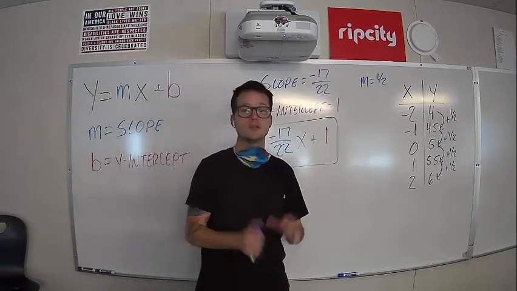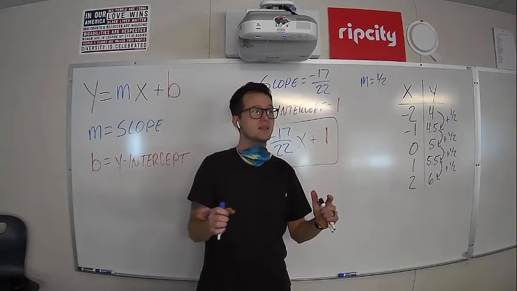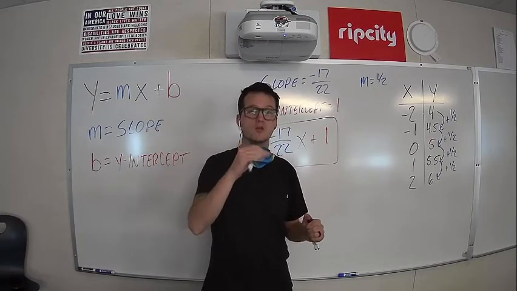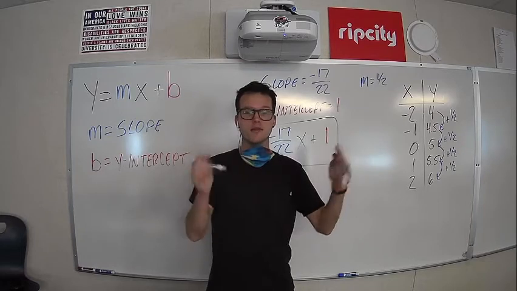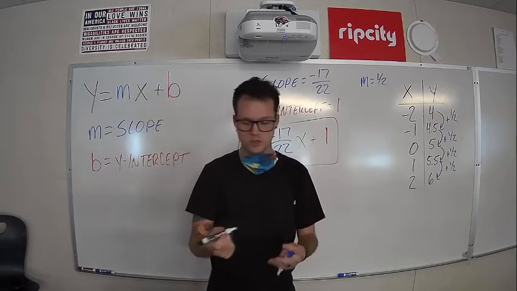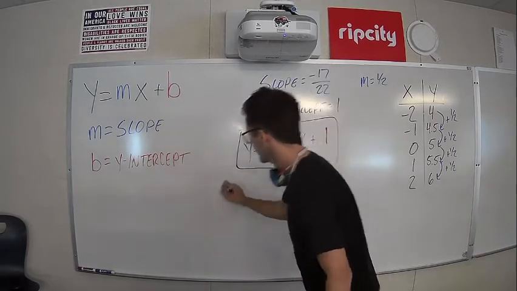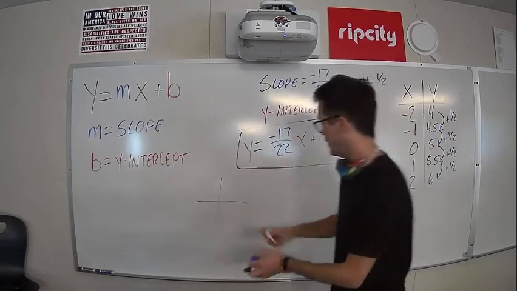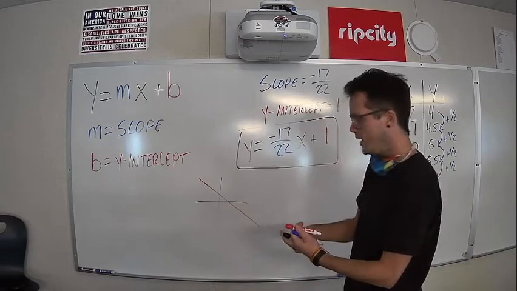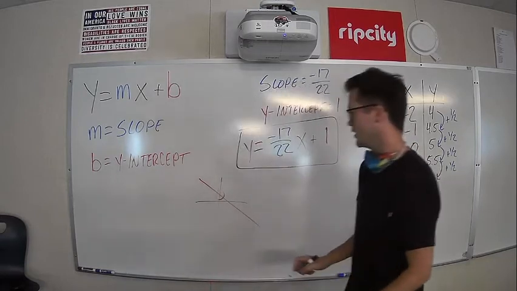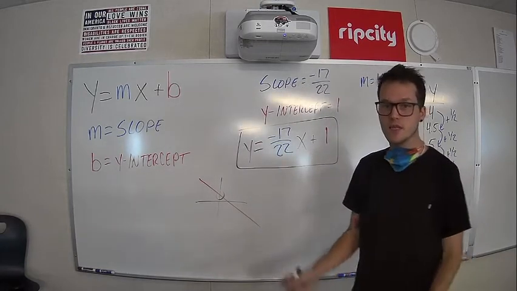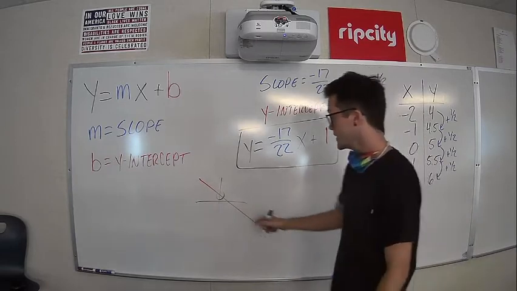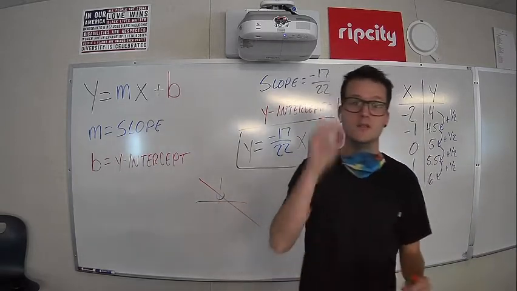Remember, if you're talking about the y-intercept, that's the point on the line that crosses the y-axis. So it hasn't moved left or right in relation to the origin. If I just have some generic graph down here, and I have a line on that graph, the y-intercept is this point right here. It's where the line crosses the y-axis. So it hasn't moved left or right, so it's going to have an x-coordinate of 0.